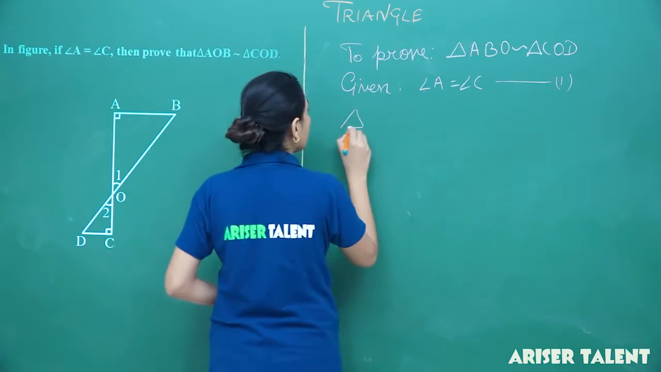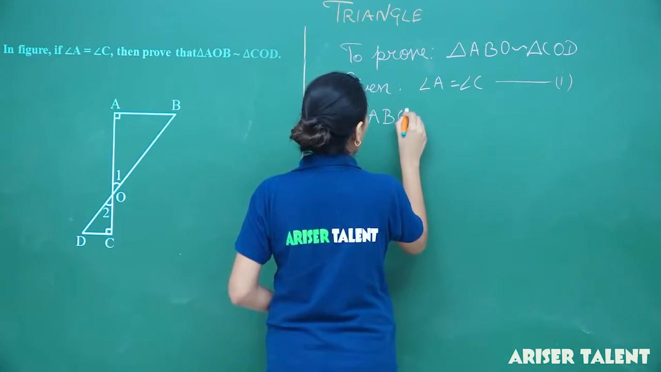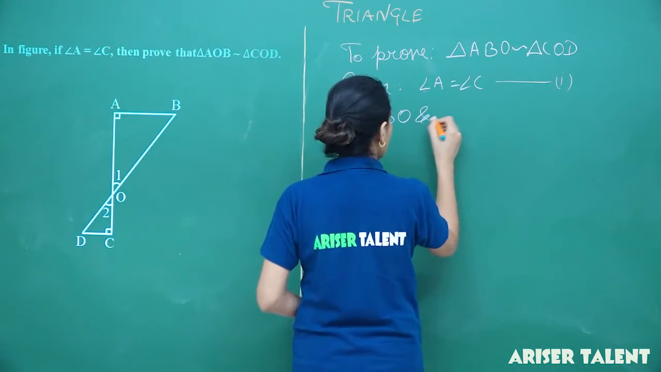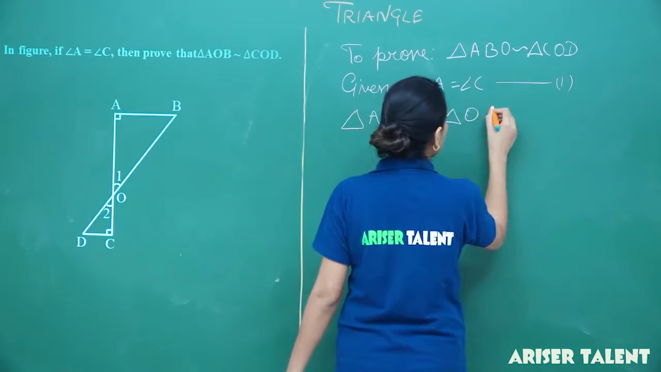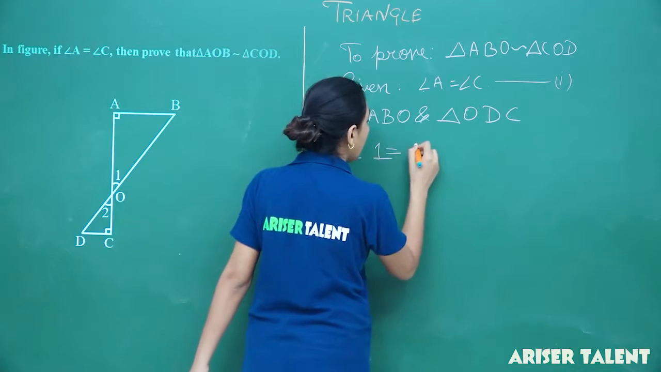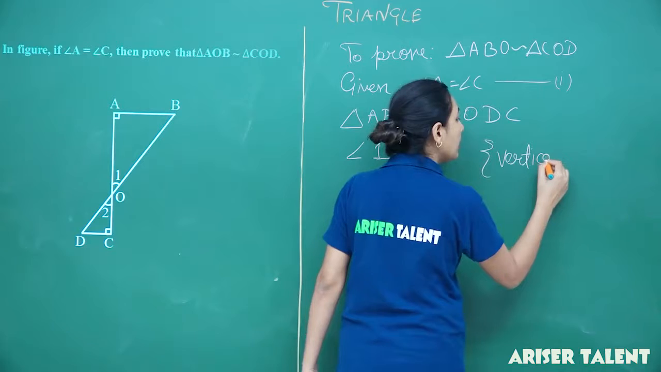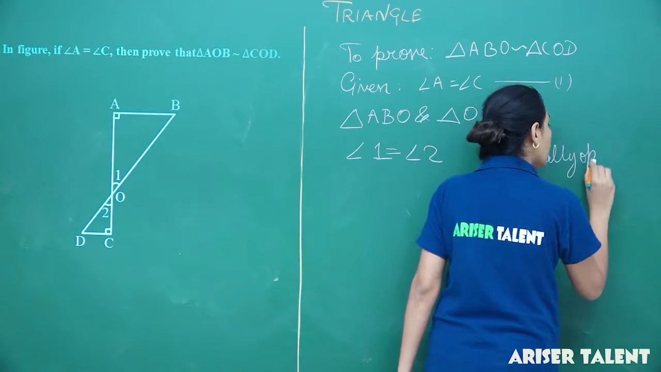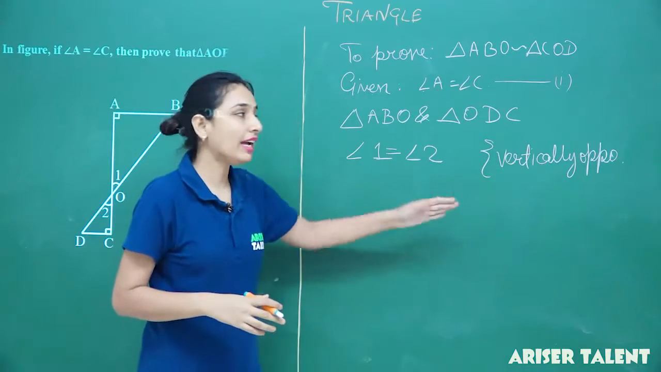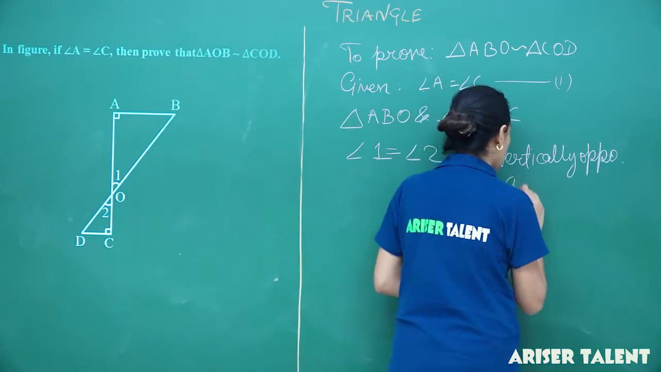In triangle ABO and triangle ODC, we can say that angle 1 equals angle 2. Why? Because they are vertically opposite angles. In the board exams, you have to write it like this. You have to give a description that these are vertically opposite angles, students.